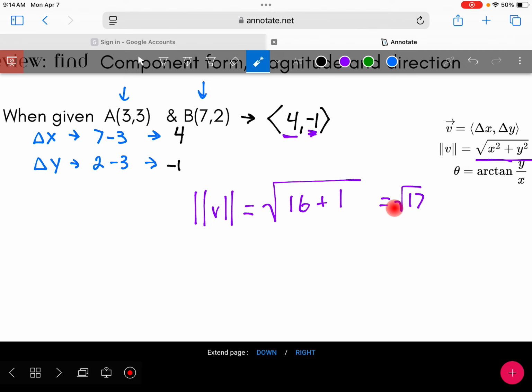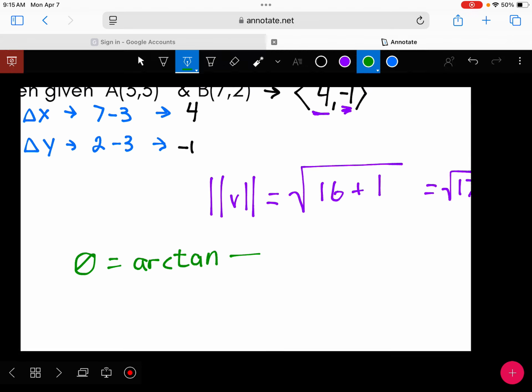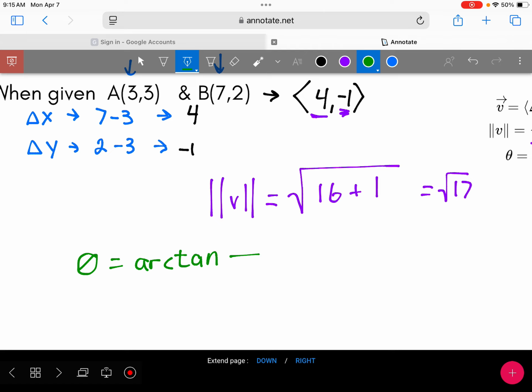Yeah, this gives us our magnitude. So this tells us basically how long the vector is. To figure out the angle, it's looking at something entirely different. We're looking at how far this is off from our x-axis. So to find our angle, that theta, that's when we're going to do our inverse tangent, arctangent, of our y over x. So y is -1, 4.